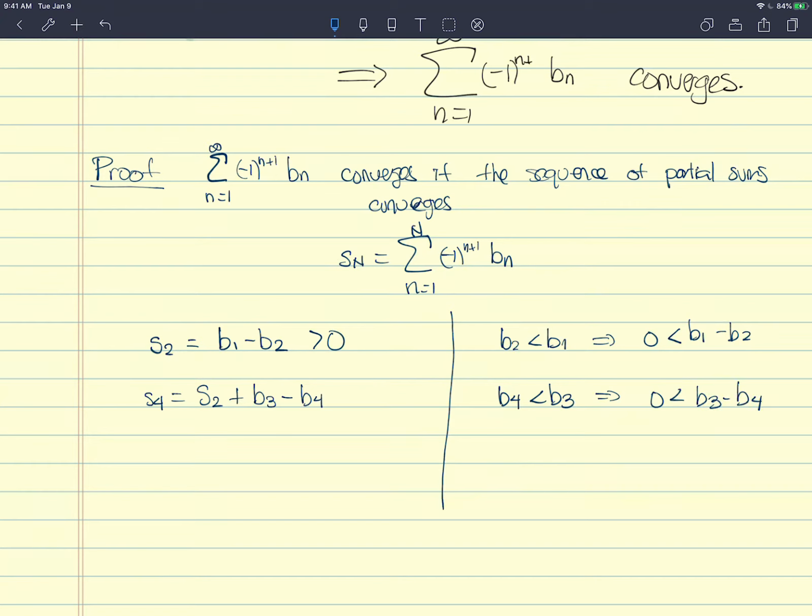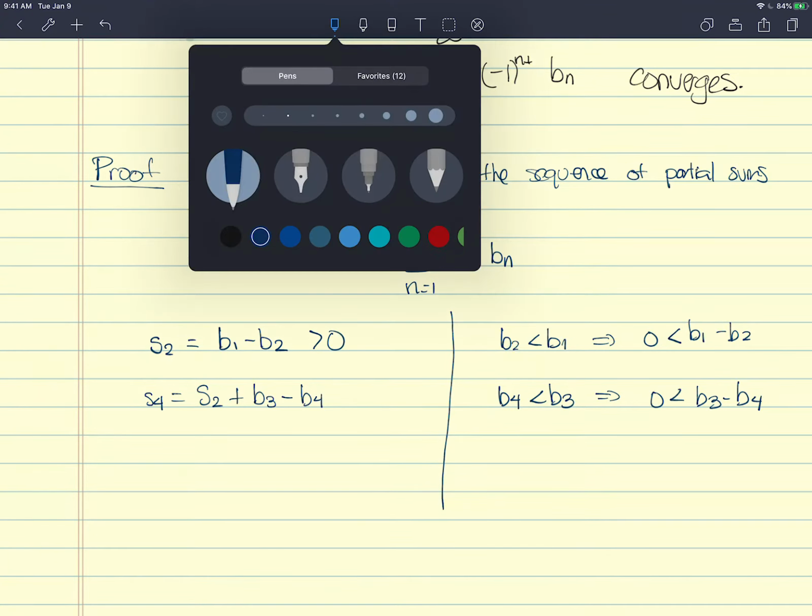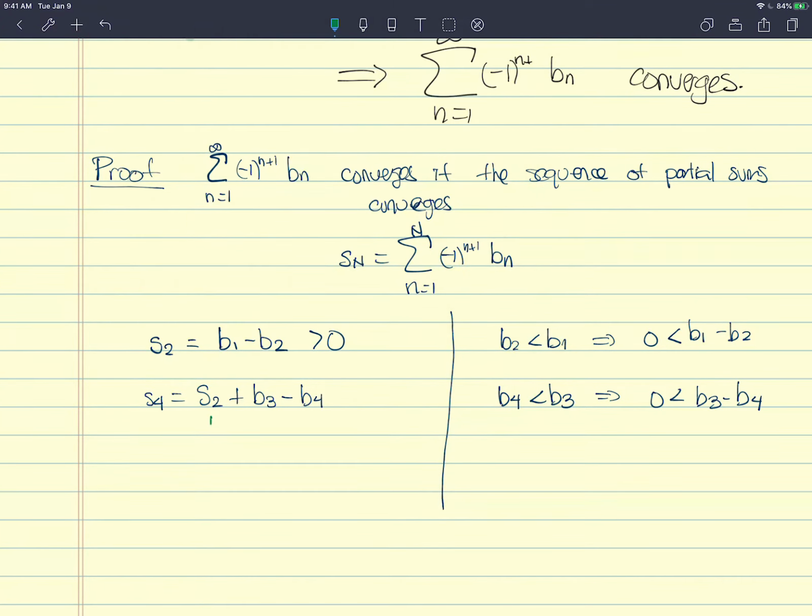Right. So here I'm doing something that we know is positive and something that we know is positive. We're adding them up. So this is also positive. Not only positive, it's increasing. It's bigger than S2, right? Because we're adding this term, which is more than 0.